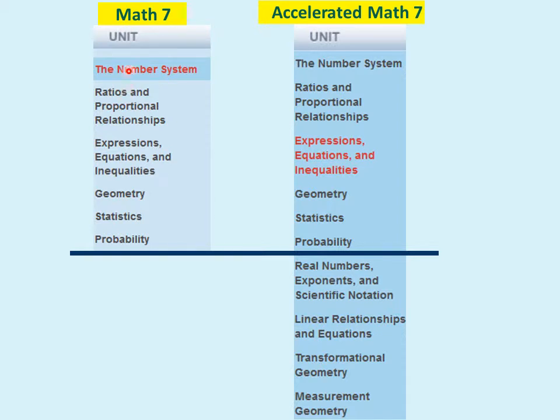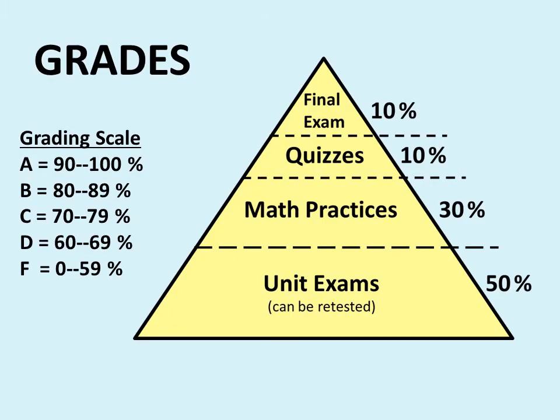In Math 7, there are 6 units for the entire year. Notice that in accelerated math, there are 10 units for the entire year. They're basically doing a year and a half of work in 1 year. These are the different math categories that students will be graded on. You can find out more about grading on my website. I would like to talk to you about math practices, though, right now.